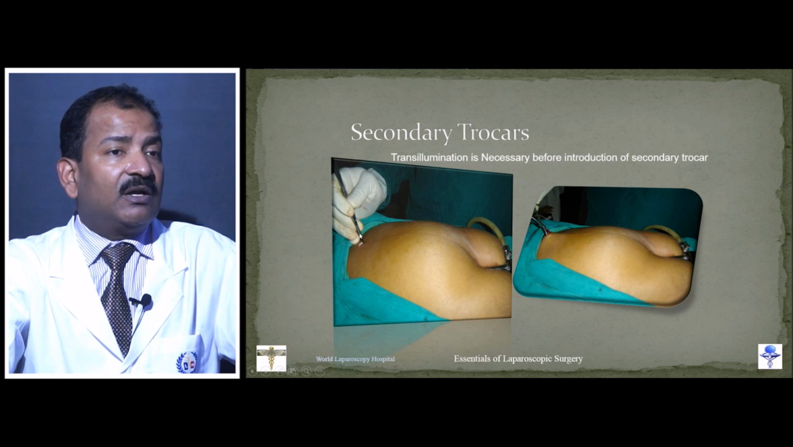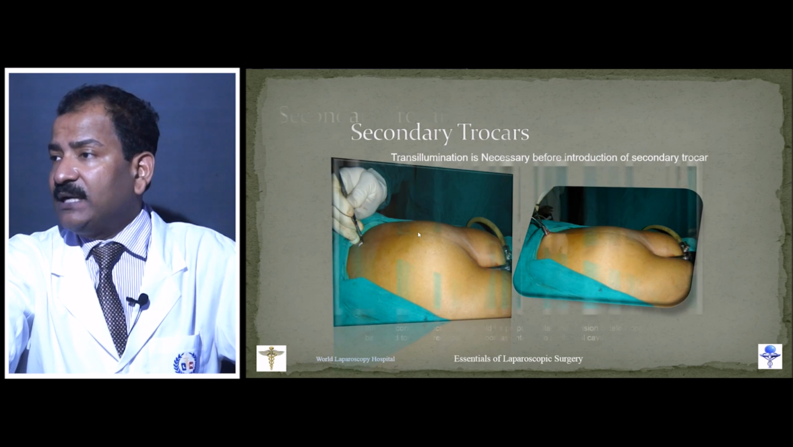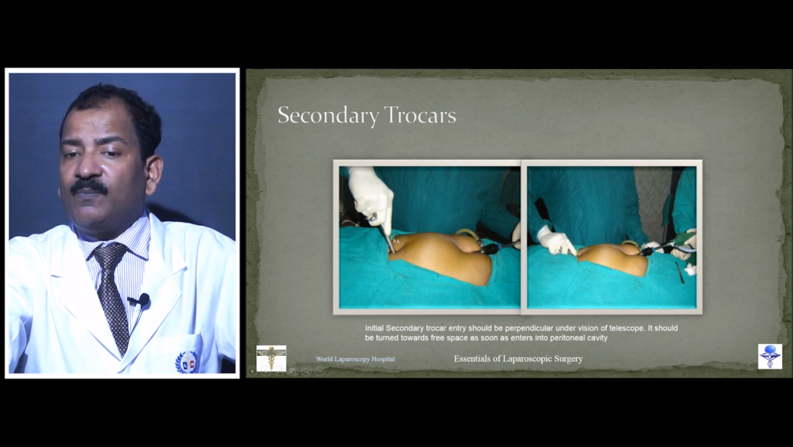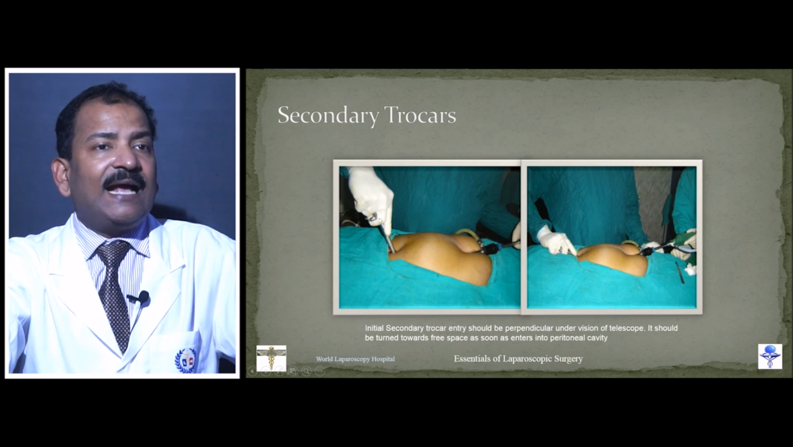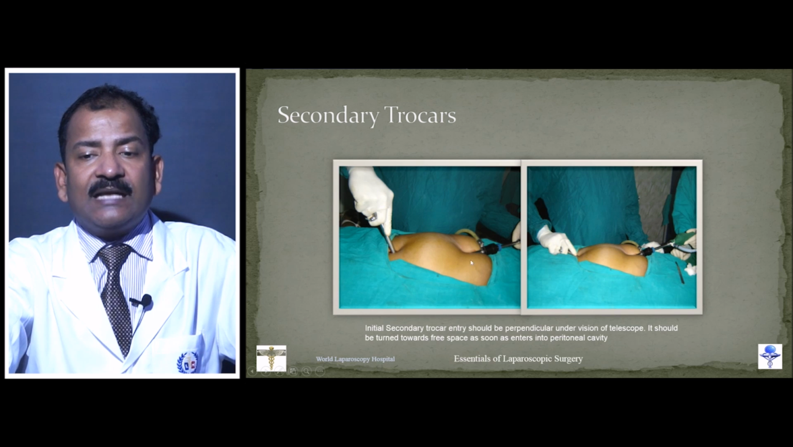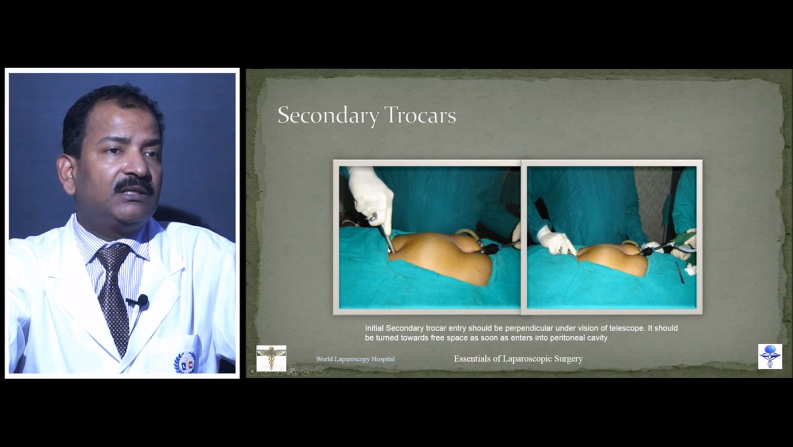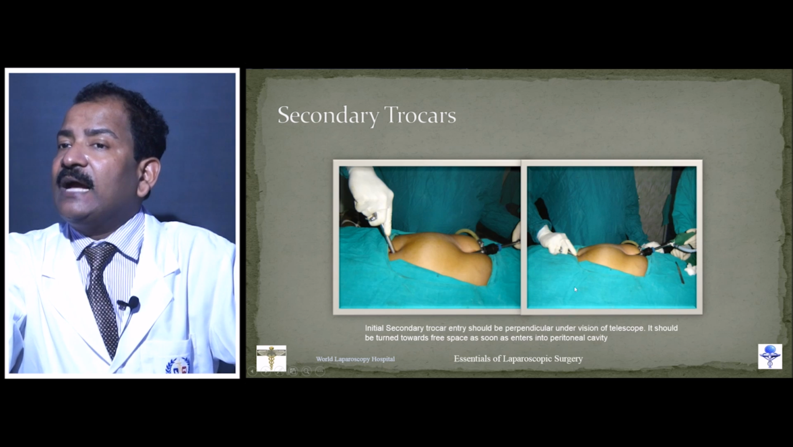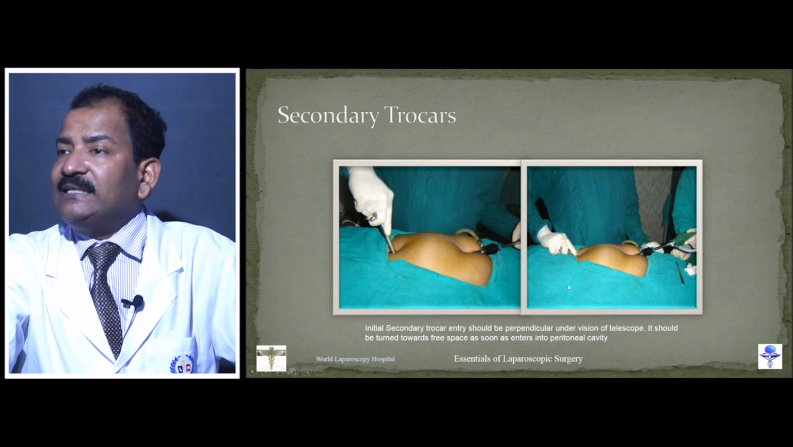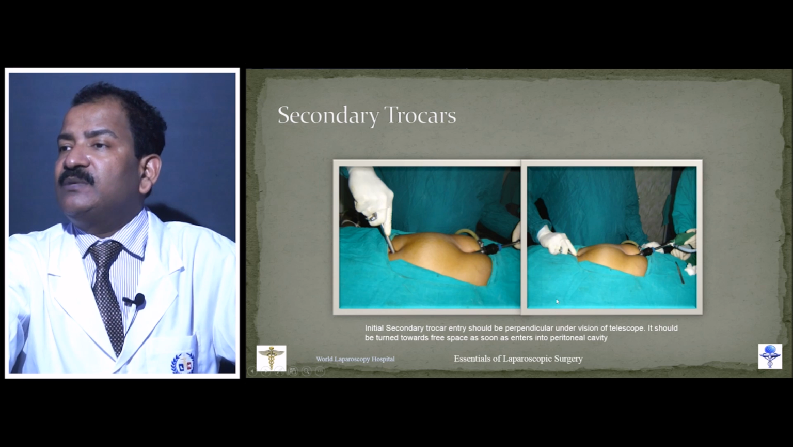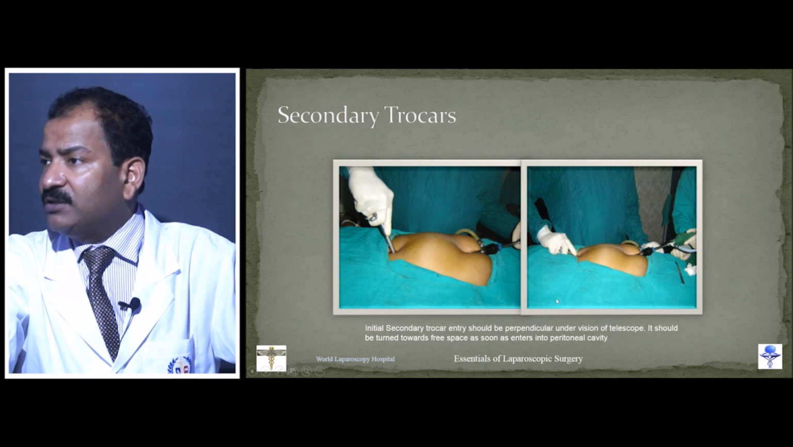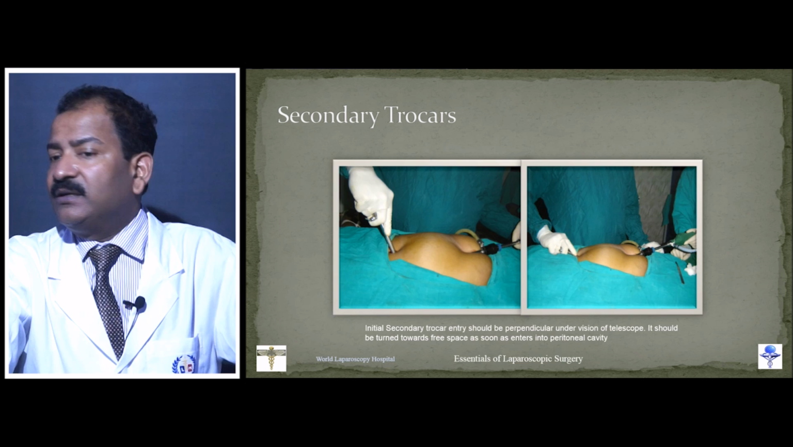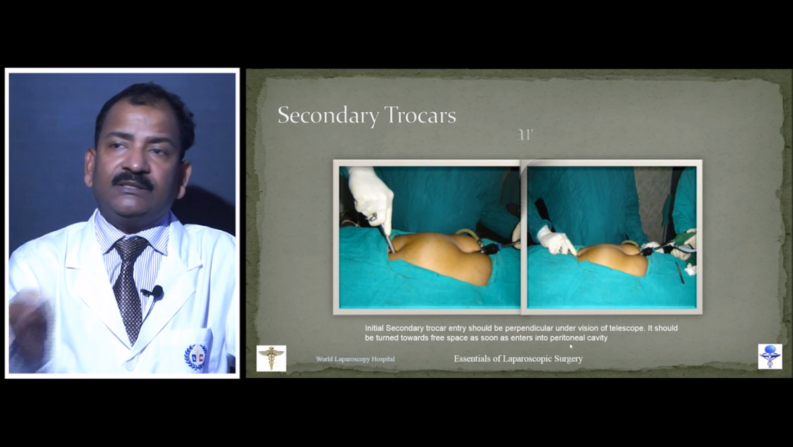For the secondary trocar also, you should cut only the skin; the rectus should not be cut. Initially it should go perpendicular, and then as soon as the tip of the trocar is anchored by the peritoneum, go oblique so that it does not make a track. The skin incision and peritoneum incision should be in the same line. This is important when you are putting a secondary trocar.